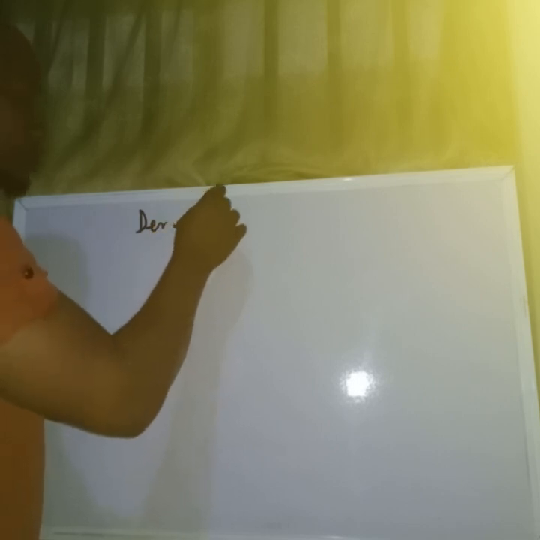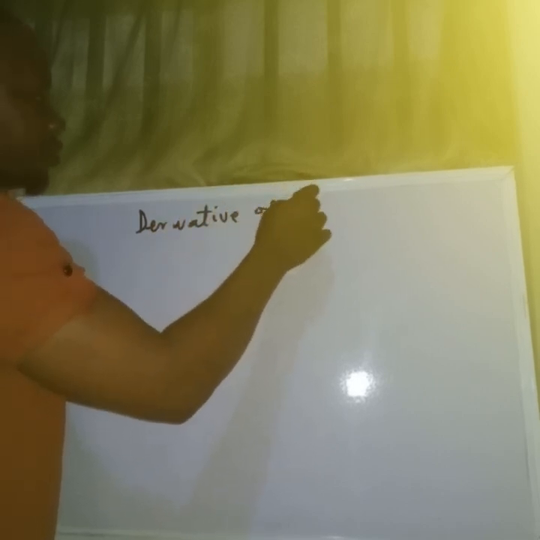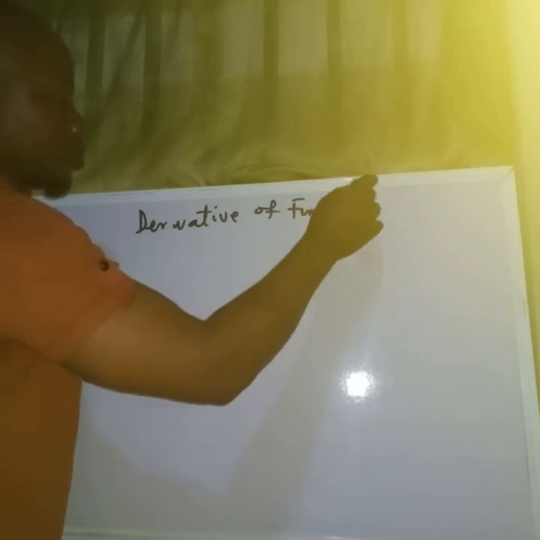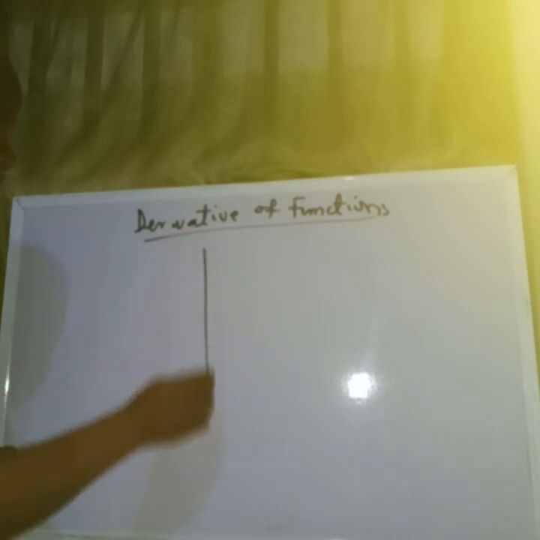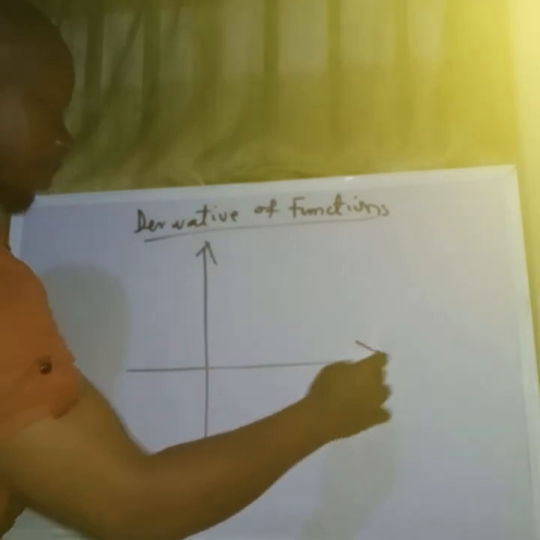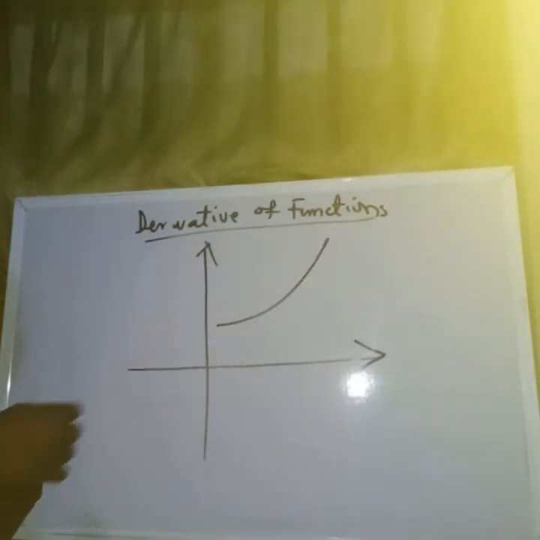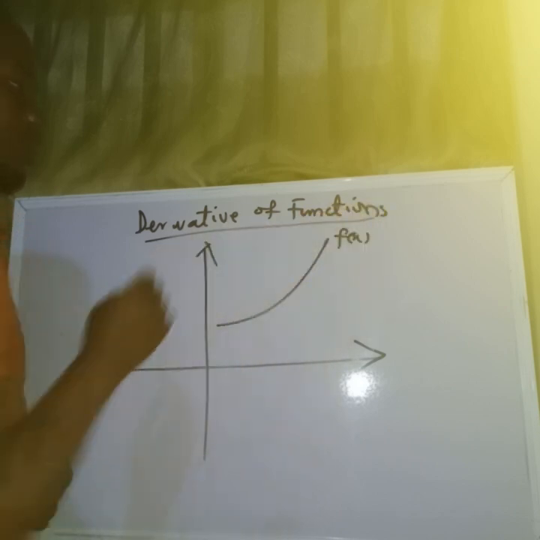Good day. Today, we want to talk about a fundamental theory in calculus, which is known as the derivative of a function. So, the derivative of a function occurs when we have a curve on the xy plane, a curve f of x on the xy plane.